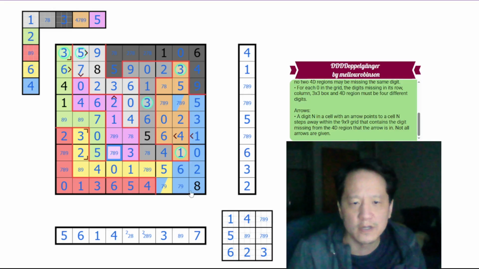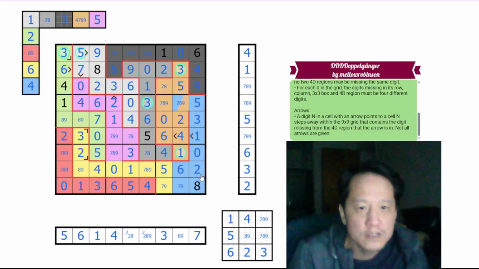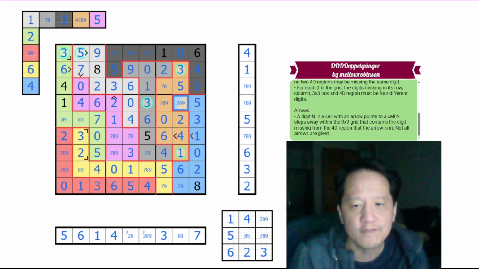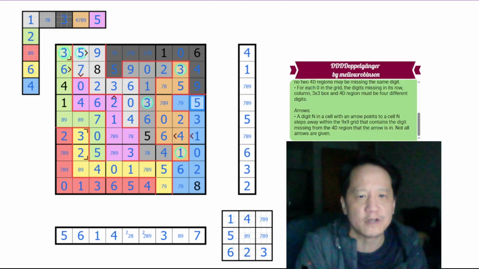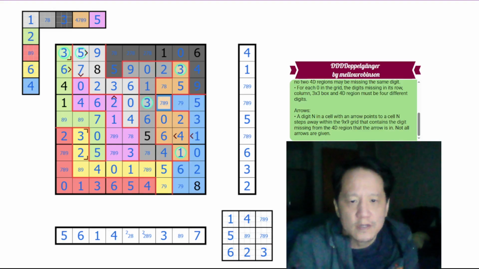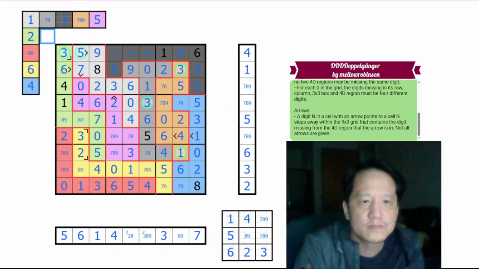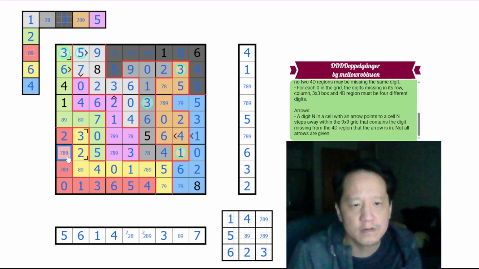So this can't be yellow. We have only 8 yellow, so this can't be yellow here. Sorry, this has to be yellow here. Cannot be blue. That's done as a region. So then we have that, which means this must be blue. So we cannot have orange here. So these are the regions. This can't be 8. This is 7 or 9. Orange is missing 7, 8, or 9. Red is missing 8 or 9.